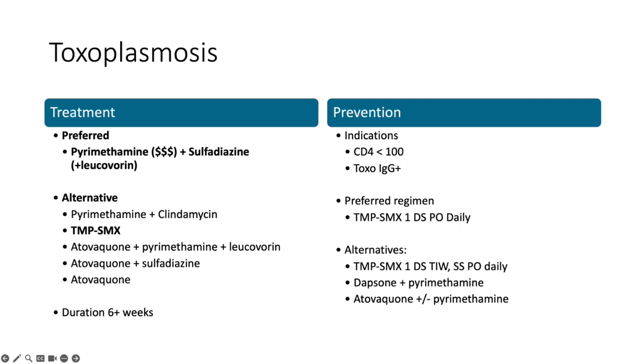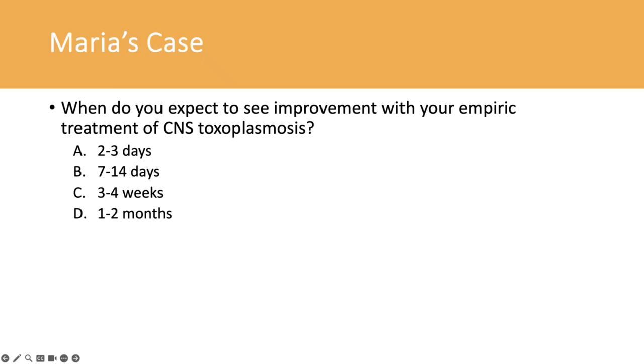Like we talked about, in this case where you have a clinical situation that looks like it could be toxo and you start empiric treatment, the next question gets at how long do you give it?